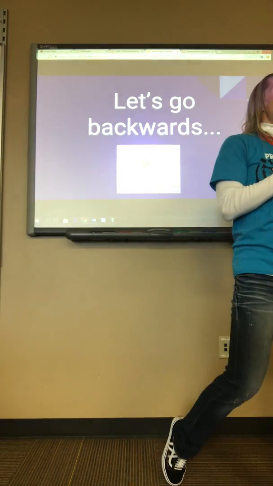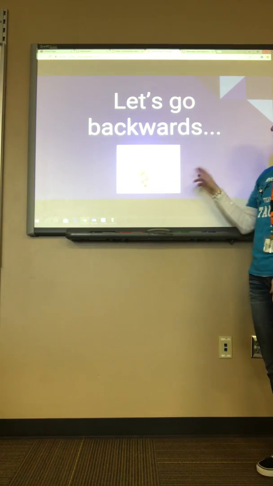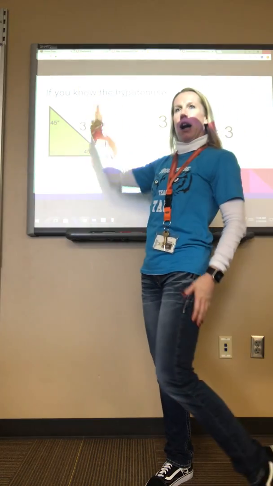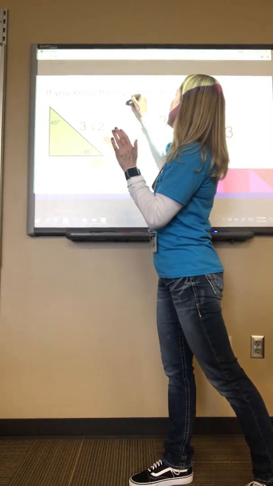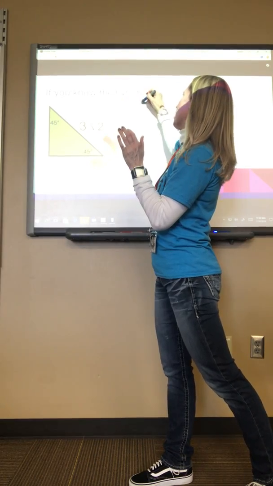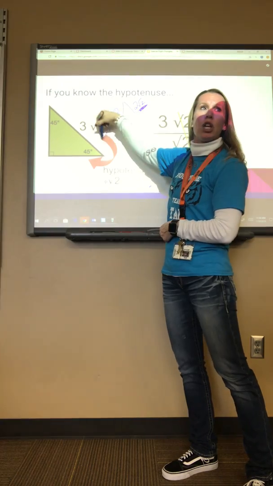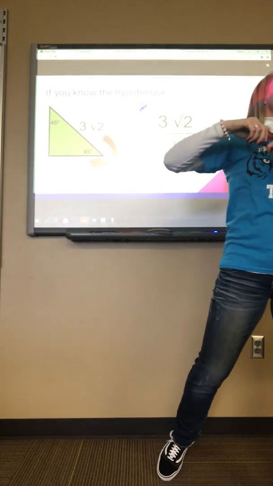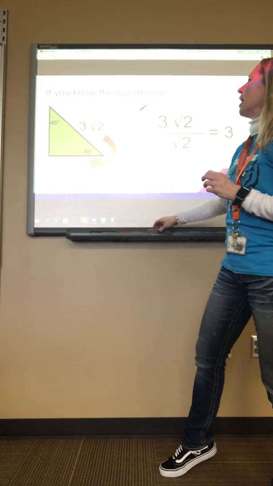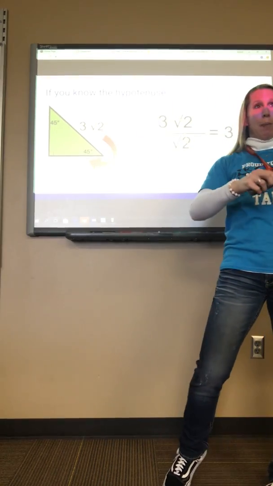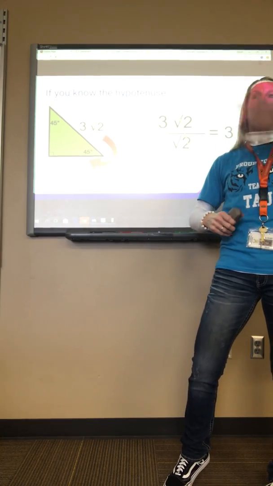Or, yeah. Okay, let's go backwards. I like my little backflip. Backwards. What if we know the hypotenuse? So, yeah, if you know the legs, like 2, 2, then 2 radical 2, we're multiplying by radical 2. If you know the hypotenuse, to go backwards, you divide by radical 2. If you know the legs, you multiply. So to go backwards, divide.